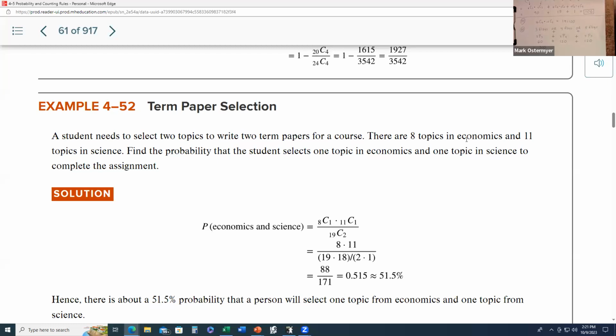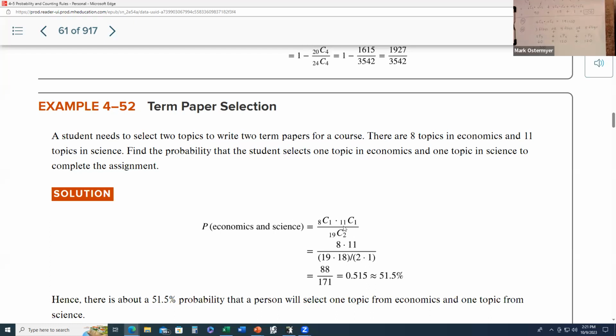Well, we have 8 topics in economics. So how many different ways can I select 1 topic from economics from 8 economic topics? If order doesn't matter, that'll be 8 in combination with 1. Times, but ladies and gentlemen, I must also select 1 topic from what? Science. And we have 11 science topics to choose from. So that'll be times 11 in combination with 1 ways of selecting 1 science topic from 11 if order doesn't matter.